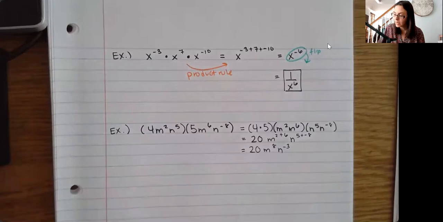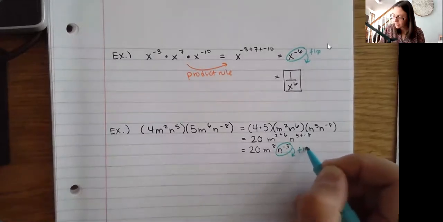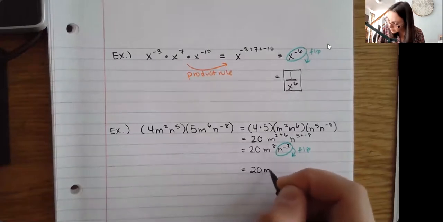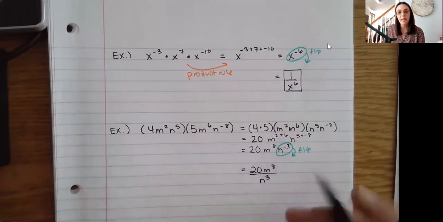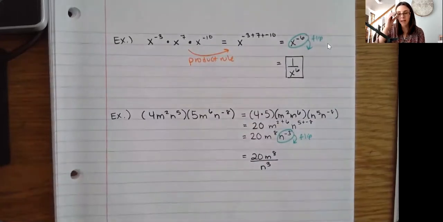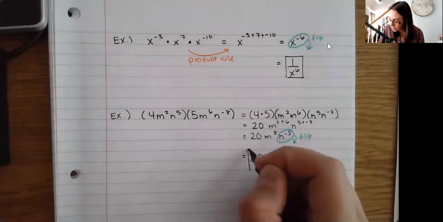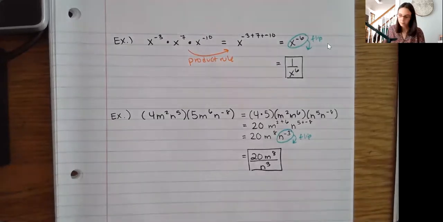So now I'm going to look at it again. Again, I do see I have a negative exponent here, so this part is going to have to flip down. And I get my answer of 20 m to the 8th over n to the 3rd. If I look again, I don't see anything else I can do, right? I have no more negative exponents. I have different bases now or different variables, so I can't actually go any further.